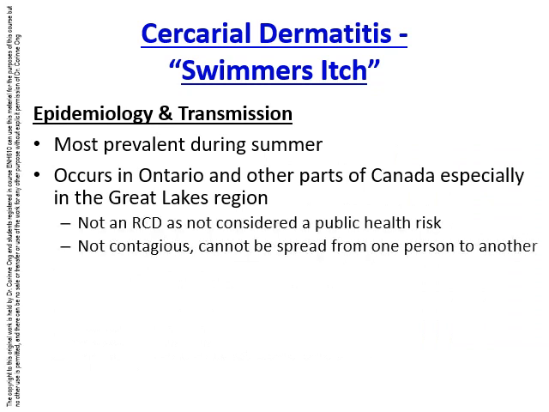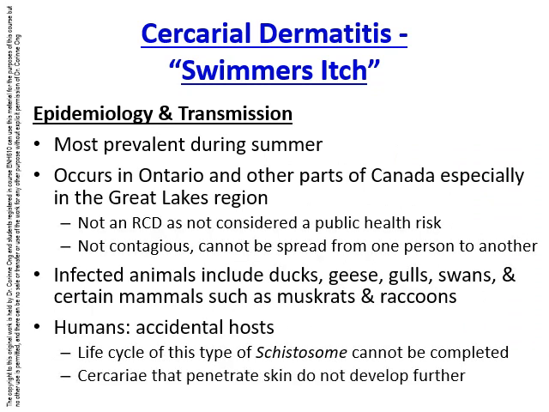Swimmer's itch is most prevalent during summertime in Ontario and other parts of Canada, especially in the Great Lakes region. It is not a reportable communicable disease, as it is not considered to be a public health risk and is not contagious since it cannot be spread from one person to another. Infected animals include ducks, geese, gulls, swans, and certain mammals such as muskrats and raccoons. Humans are accidental hosts. The life cycle of this type of schistosome cannot be completed in humans, and cercariae that penetrate skin do not develop further.